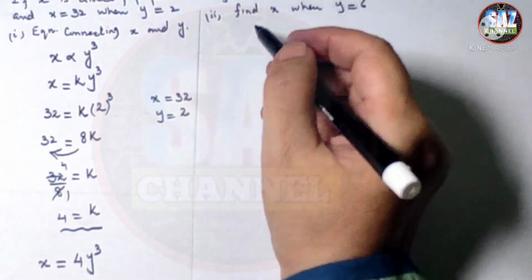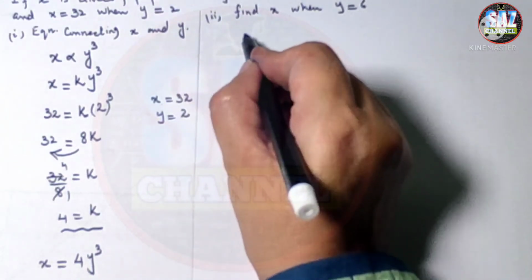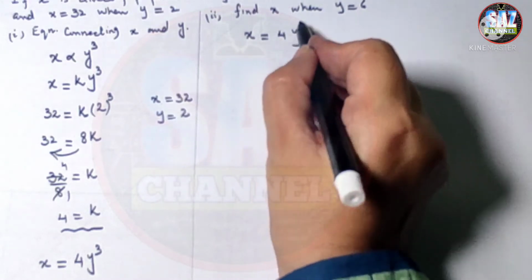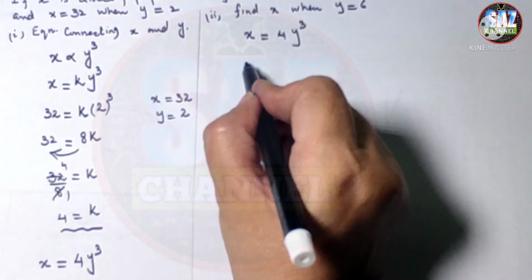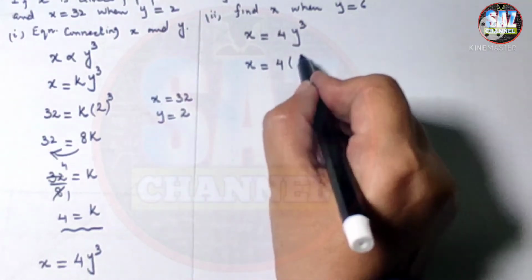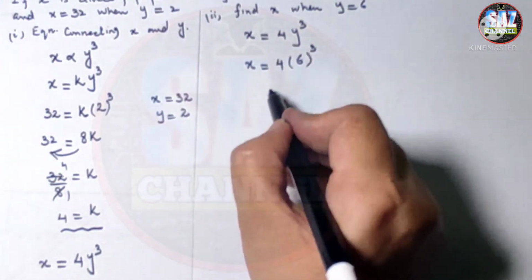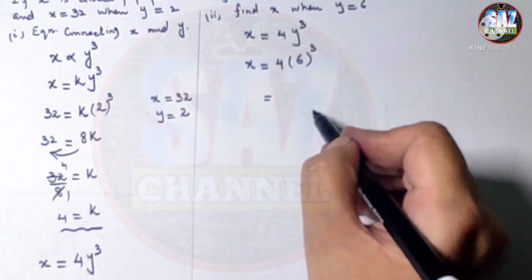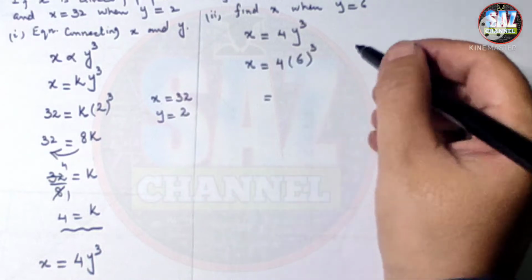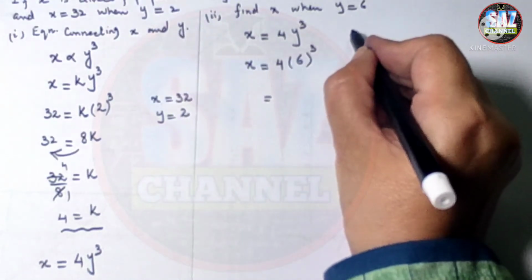What we have to do, we have to take this relationship, the equation connecting that we have calculated in the previous part. Now we have to find the value of x, and the given value of y is 6 cube. Now mental calculations have to be really strong. I hope 6 6s are 36 multiplied by 6 is 216.